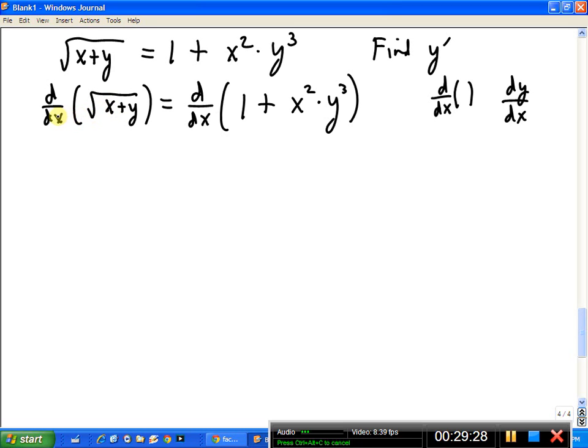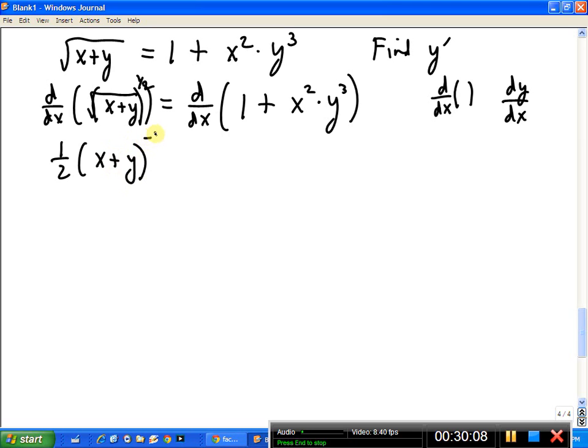This is not dy dx here. If it were, I'd be multiplying dy dx times the square root of x plus y. I am taking the derivative with respect to x of the square root of x plus y. Okay, so how do I do that? Well, I need to remember that the square root of x plus y is x plus y to the 1/2 power. So that's going to allow me to take the derivative with the power rule and the chain rule. The power rule would say that since I have a constant power here, I'm going to go 1/2 times x plus y to the negative 1/2.